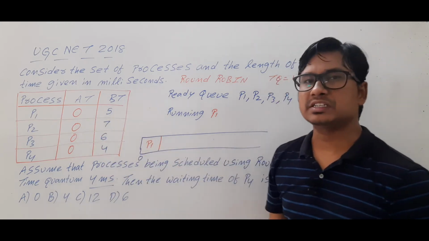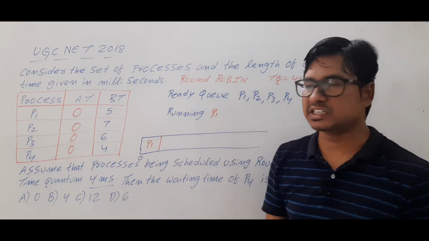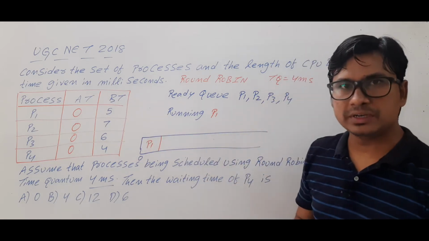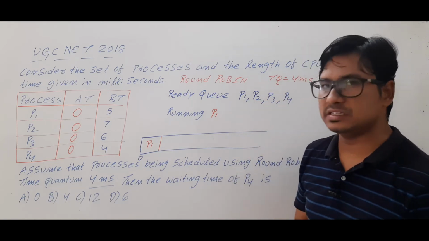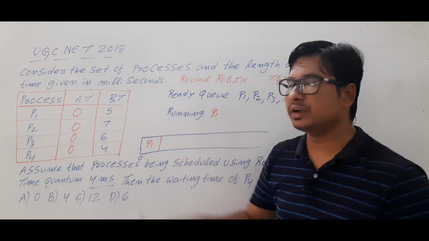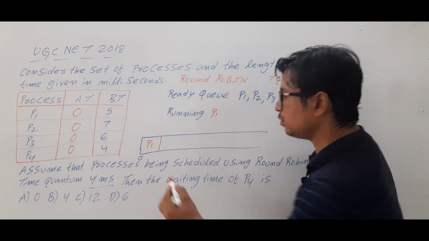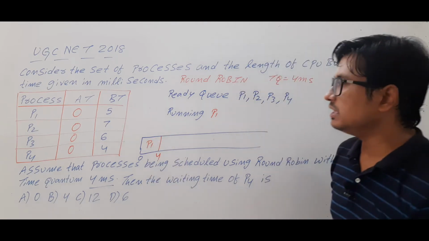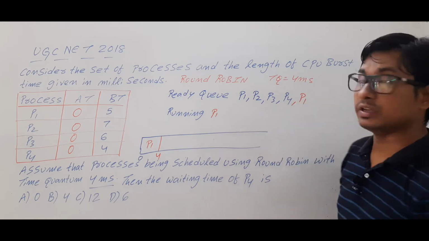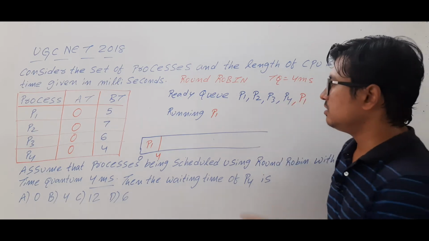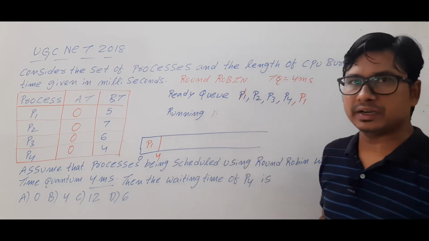And look at its burst time, 5 milliseconds it requires of the CPU to complete its task. But as it is a round robin scheduling algorithm and the time quantum is 4 milliseconds, even though process P1 needs 5 milliseconds of CPU time, it will be provided only 4 milliseconds, then it will be sent back from the running state to the ready state. Is it clear? Are you able to understand it or not? So process P1 is done.